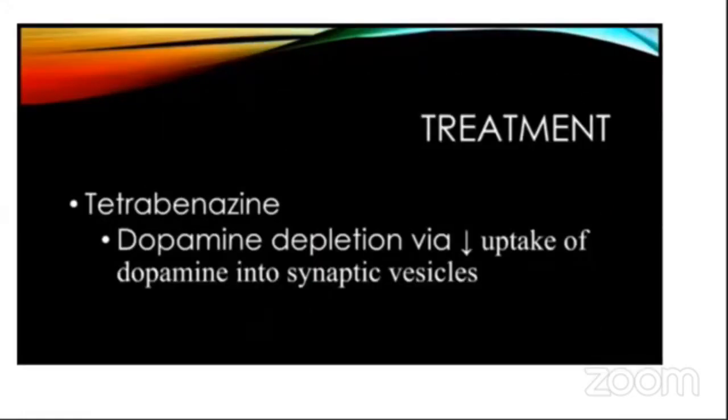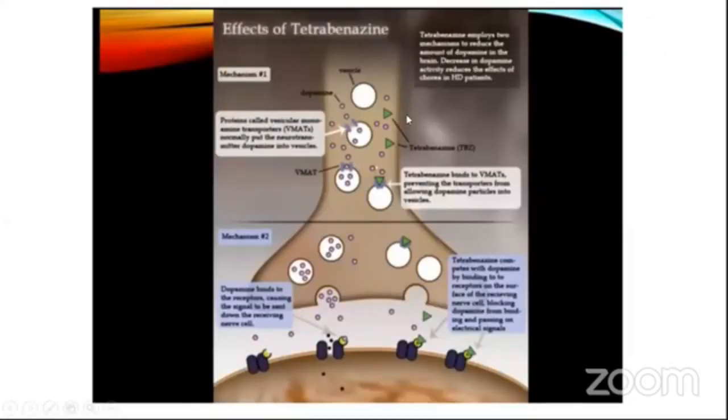Treatment: for the drugs used for choreiform movement and for Huntington disease, the only one drug available is tetrabenazine. Tetrabenazine actually is a dopamine depleting drug that decreases uptake of dopamine into the synaptic vesicles. If we see, this is the dopamine and this is the vesicle. This is called the vesicular monoamine transporter, VMAT, and this dopamine is engulfed into these vesicles and then released into the synapse, and tetrabenazine inhibits the binding of VMAT with this dopamine. So there is less dopamine in the synaptic vesicles, and there will be less movement.